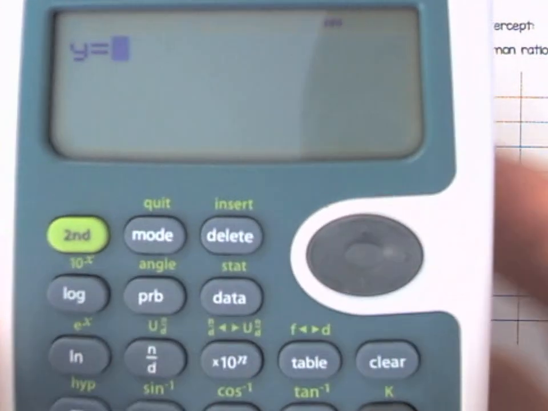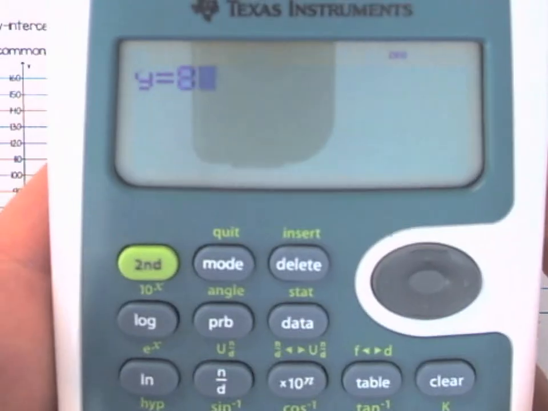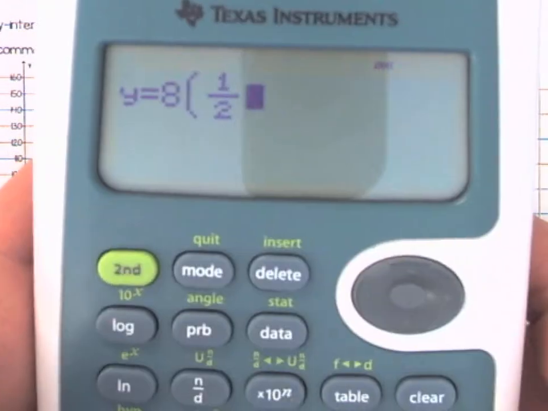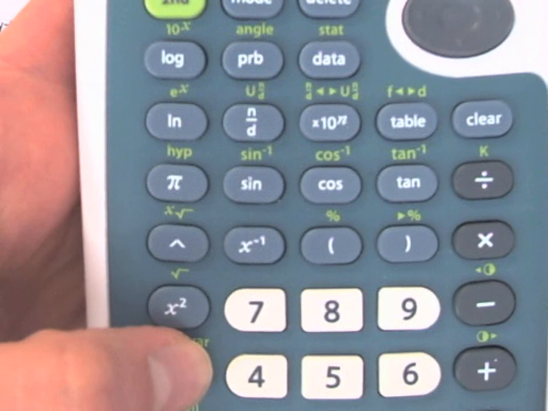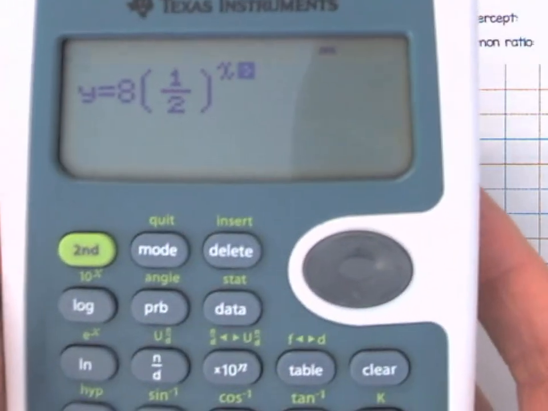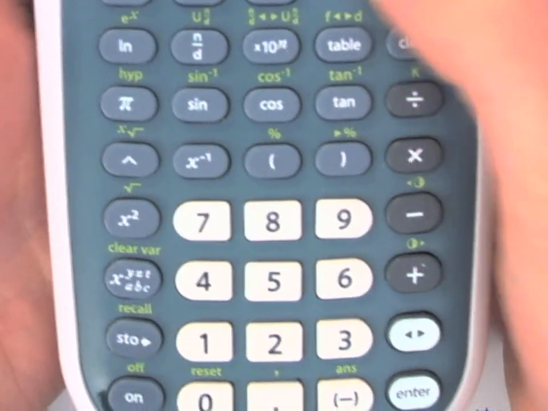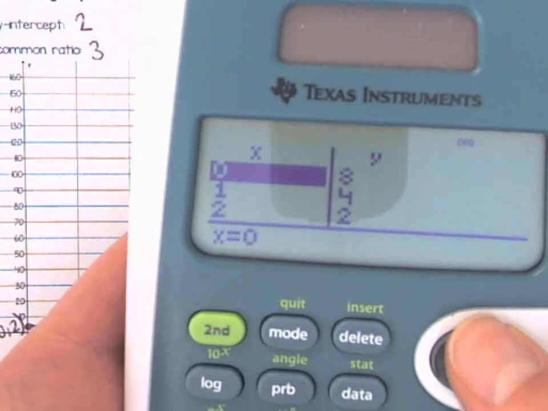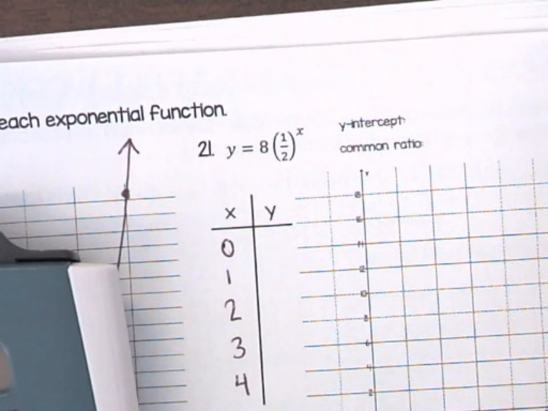I can clear out the function that's in there, and this time I'm going to type in this equation. So I have 8, and in the parentheses I have the fraction 1/2 raised to, so I'm pressing this button, and then my x. Okay, I press enter. I don't change any of the settings, I just scroll down to OK, and I press enter again, okay?